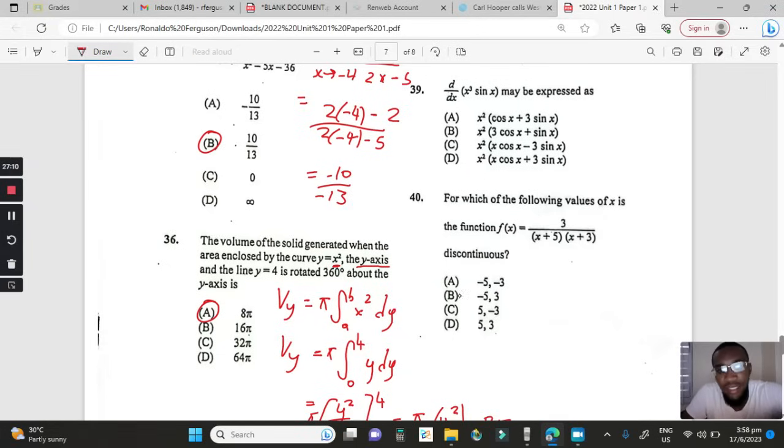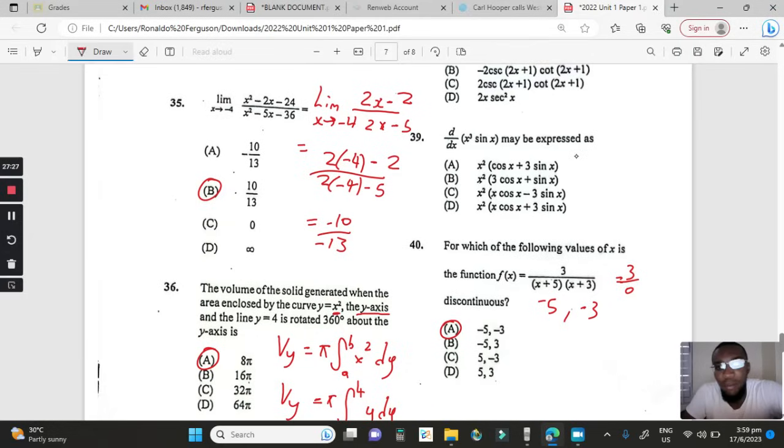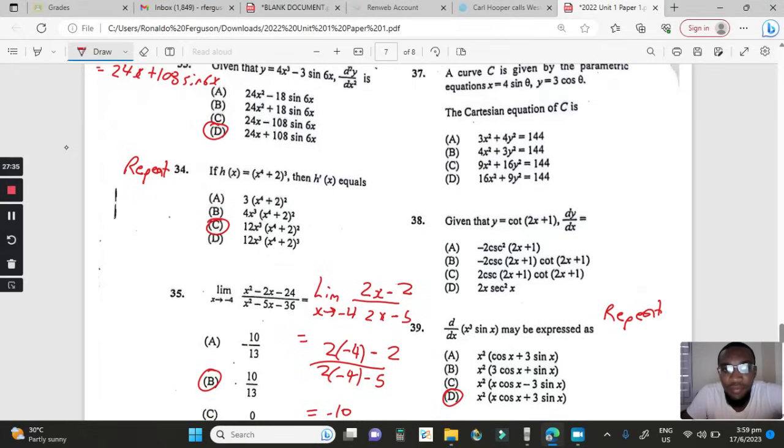Where is the function discontinuous for 40? Set the denominator equal to 0. If the denominator is 0, that's when it's undefined. You cannot have 3 over 0. That means when x is negative 5 or when x is minus 3. This one is a big repeat question. Remember, it's the one with plus. So it's D. Alright, that's been coming forever.